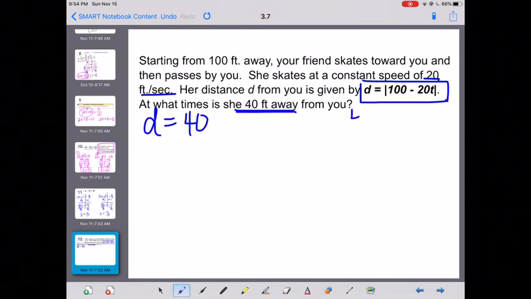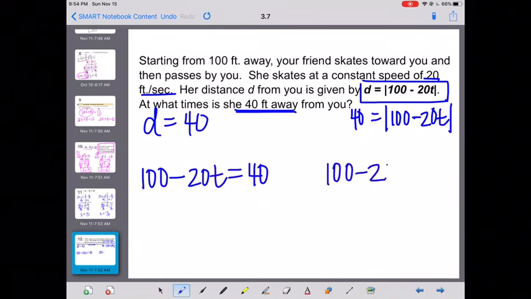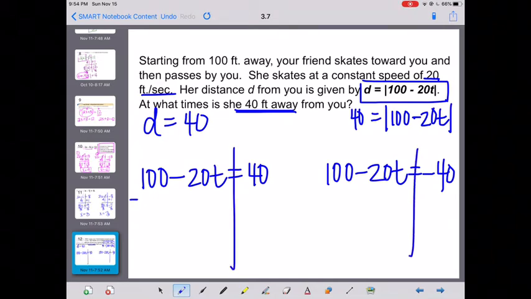Okay, so your distance in this case is equal to 40. That's your 40 feet away. And so we're going to plug in 40 for D. So this would really say 40 is equal to the absolute value of 100 minus 20t. There is nothing on the outside of our absolute value sign, so we get to set that whole absolute value expression equal to 40, and then, again, equal to negative 40. That's like being 40 feet away on one side of you, and then 40 feet away on the other side of you. You're kind of like the 0.